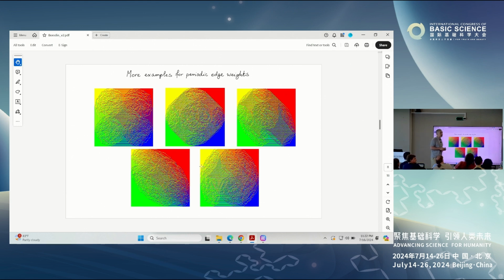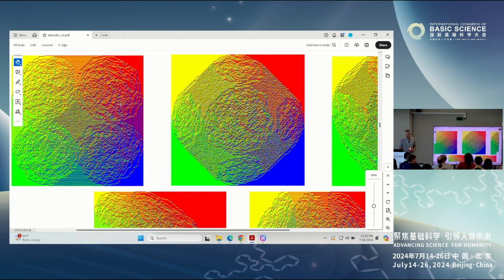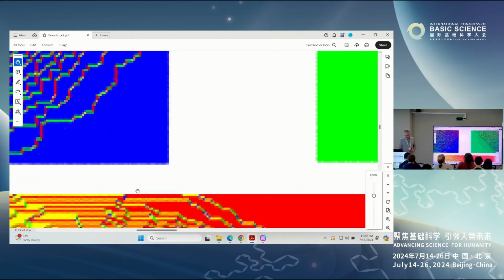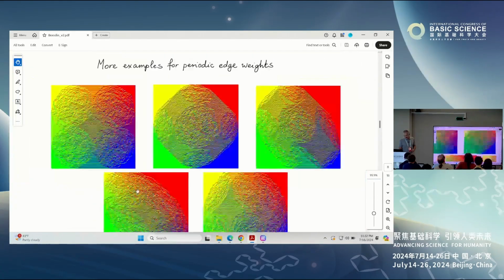Yes, these are Aztec diamonds, rotated 45 degrees to fit better on the screen. Yeah, that's right. Thank you. Indeed, these are. I don't know if I have enough resolution to actually see the boundary. No, I don't have enough resolution.